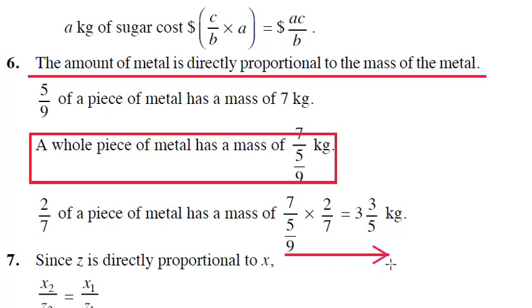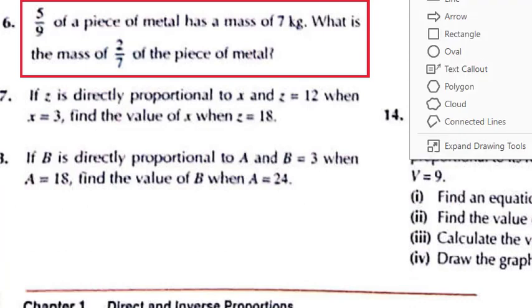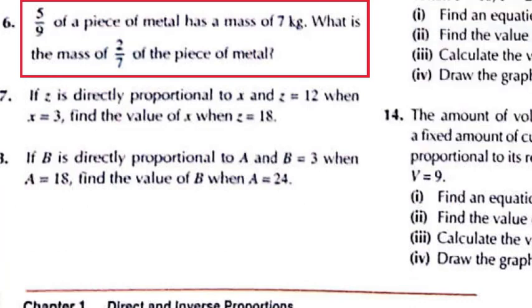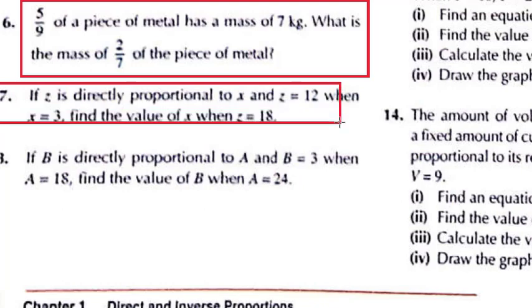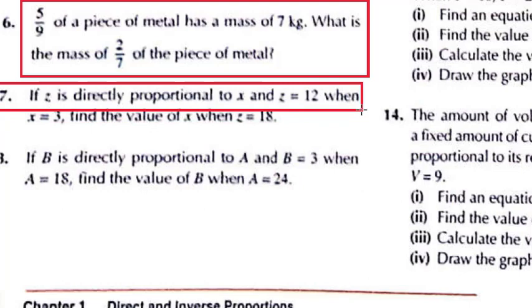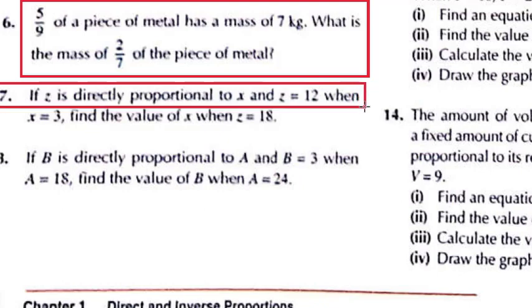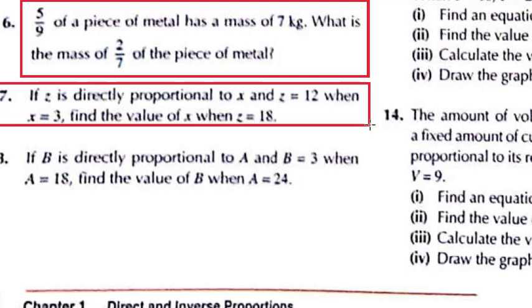Now let's go to question number 7. If z is directly proportional to x and z equals 12 when x equals 3, that is the condition given here: the quantity z is directly proportional to x, and the values of z and x are given. When z is 12, the value of x equals 3. Then find the value of x when z equals 18.